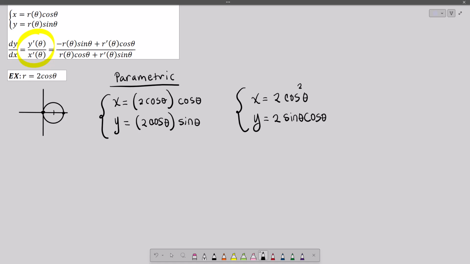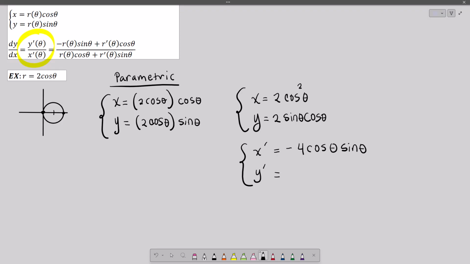Okay, so there is our parametric form. Now to get our derivative, we're going to need the derivative of x, and we're going to need the derivative of y. So let's just create a derivative system here. The derivative of x, we're going to get 4 cosine to the 1, so 4 cosine theta. Pop the 2 down, subtract 1 from the exponent. But then we have to multiply by the derivative of the base. The derivative of the base is negative sine of theta. So we're going to have that and this.